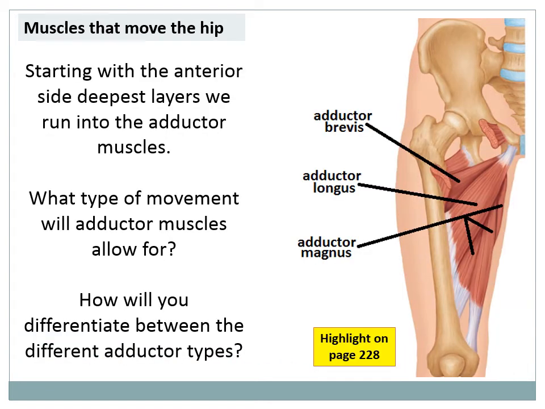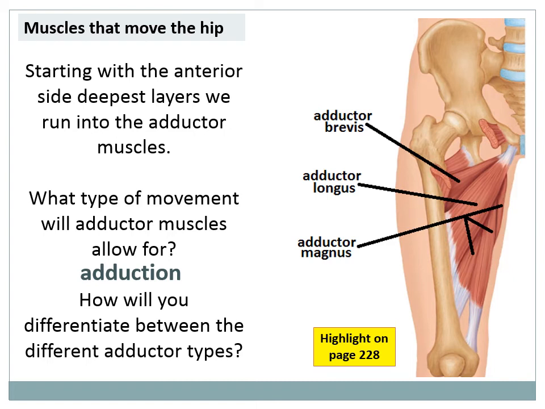All right, so now to muscles that move the hip. We're looking at the anterior side, deepest layers. We're looking essentially at your front thigh, and we're at the deepest layers right now. So we're looking at the adductor muscles. If you remember what adduction means, what type of movement would the adductor muscles allow for? Yeah, it would allow for adduction, which means bringing things closer to your body, right?